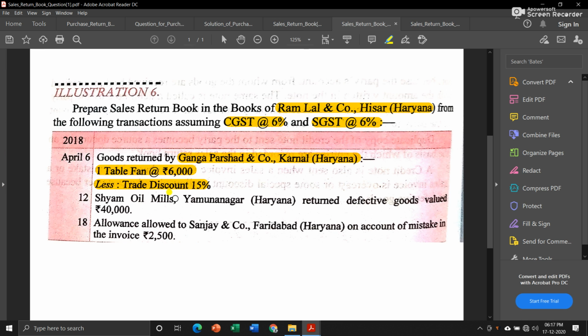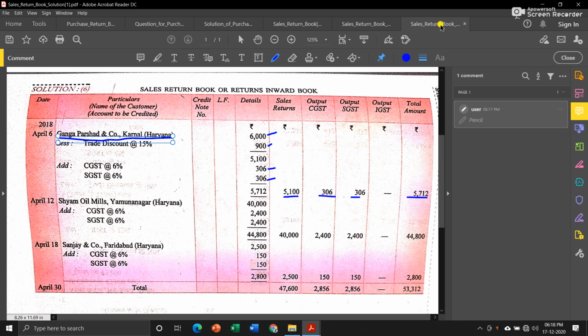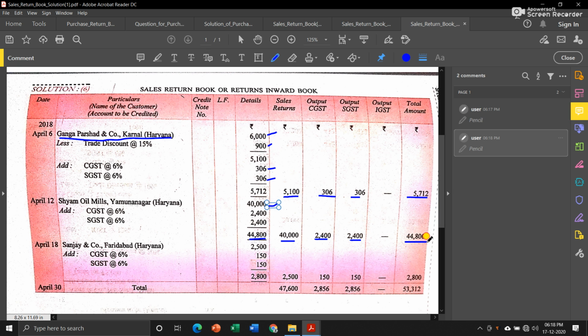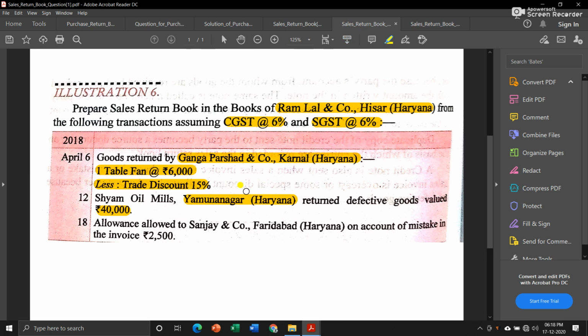Then the next transaction, on April 12th, Shyam Oil Mills, Yamunanagar, Haryana, returned defective goods valued at Rs 40,000. Since there is no trade discount, we will just write the amount 40,000. Then CGST and SGST at 6% each, and altogether we get 44,800, and we will note down the amounts in the individual columns.